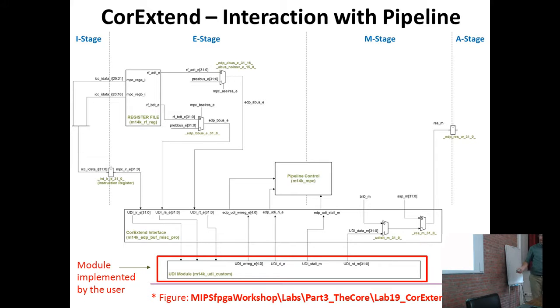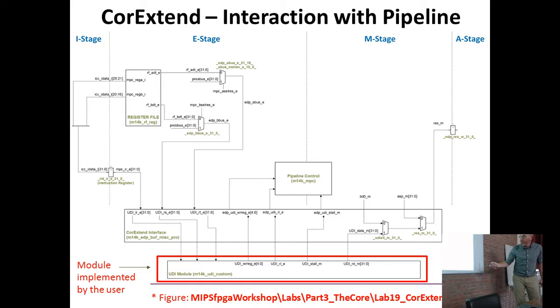So we receive the two registers and we provide the result back to the core. Okay? In the M stage, if we are able to do this operation in one cycle, we won't need to stall the pipeline. The core extend also allows us to stall the pipeline. There's a special signal here called EDP UD stall M. UD is for user-defined instruction, right? That's why the name. So we have EDP UD stall M.